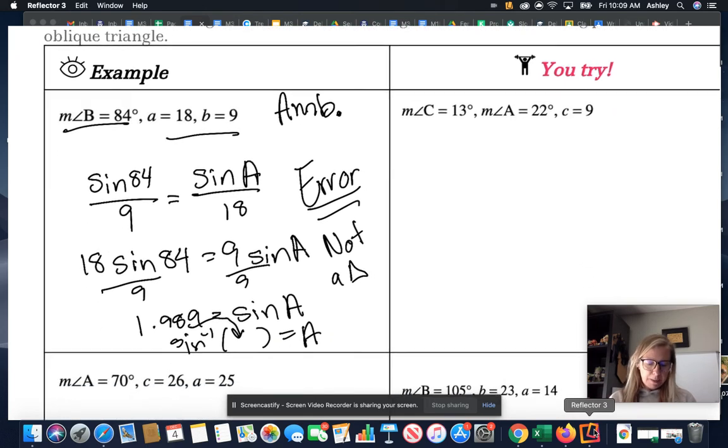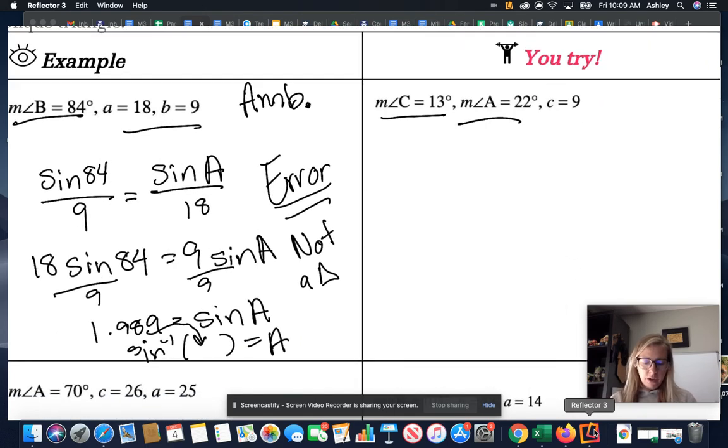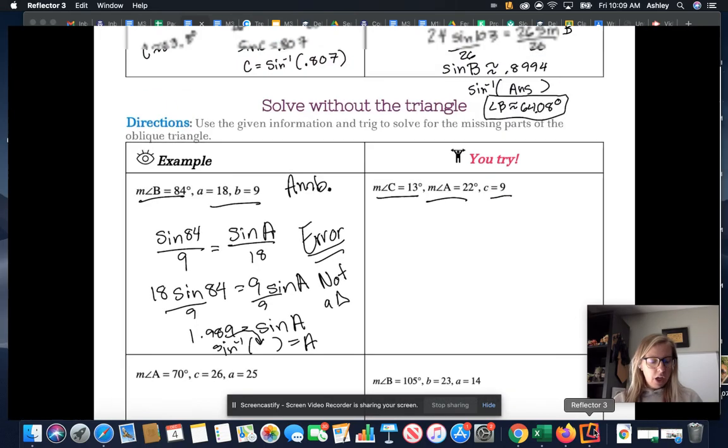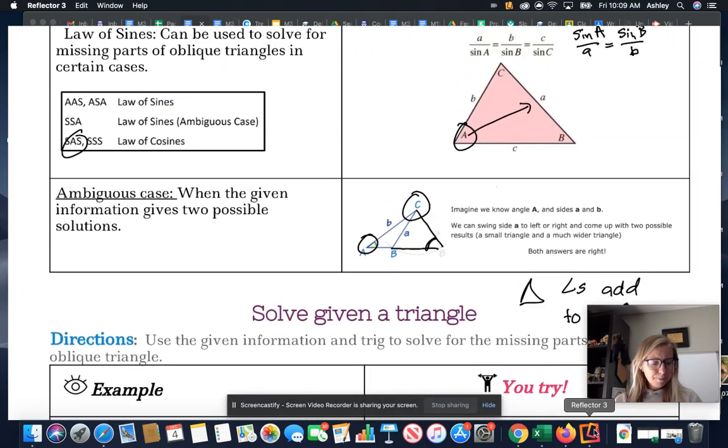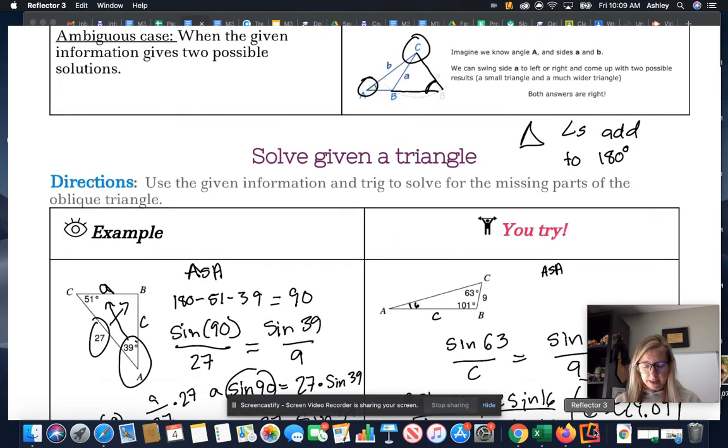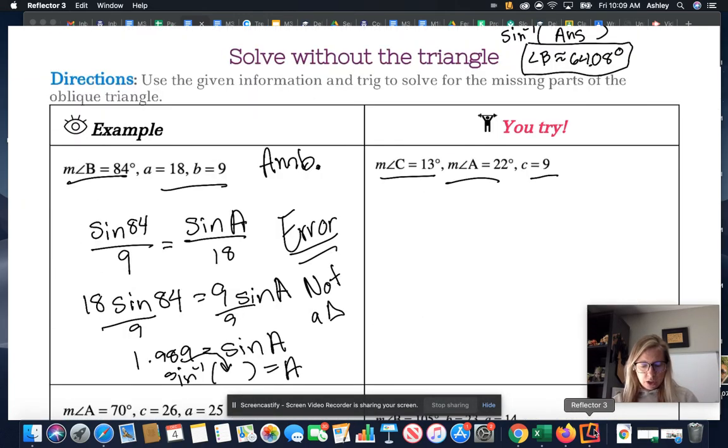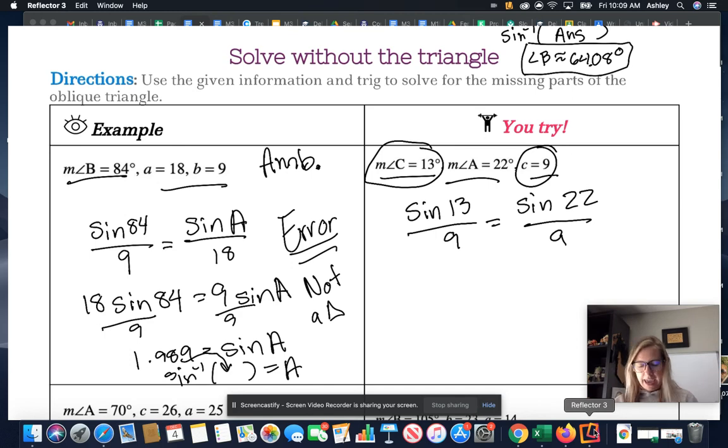All right, what's the given information? We have 2 angles and a side. Okay, 2 angles and a side is definitely not our ambiguous case. So now we're just going to go ahead and set this up and solve. We're going to start with C, because that's the ratio we have completed. So we're going to do sine of 13 degrees divided by 9 is equal to sine of 22 divided by the side A that we don't know.